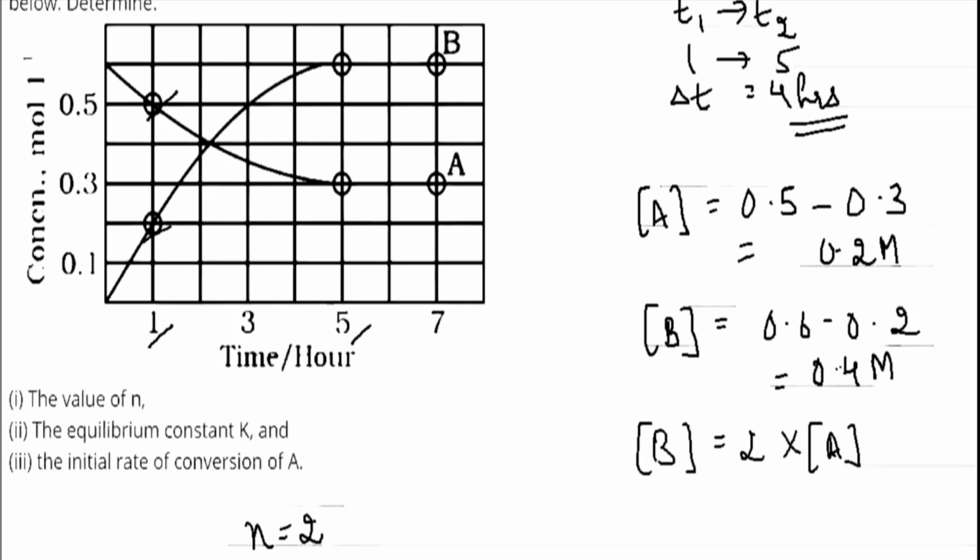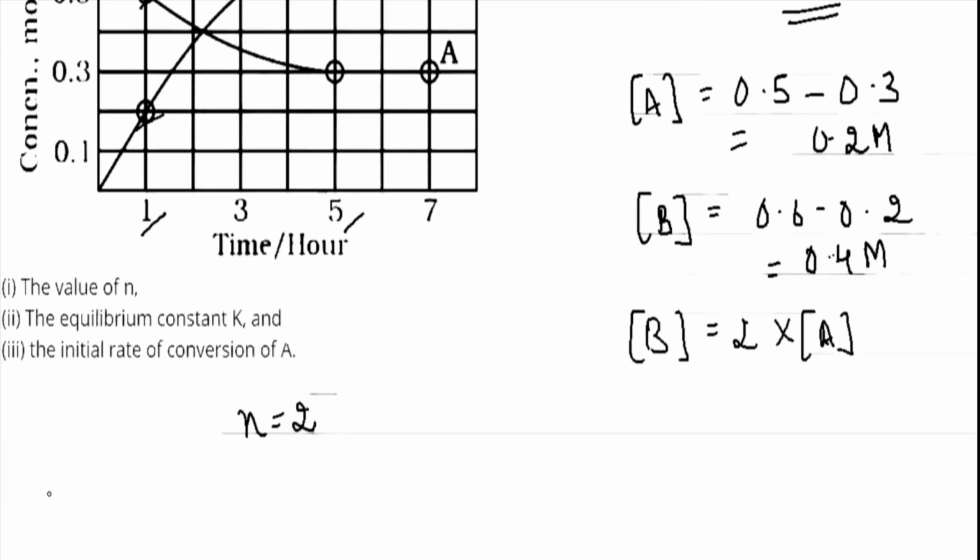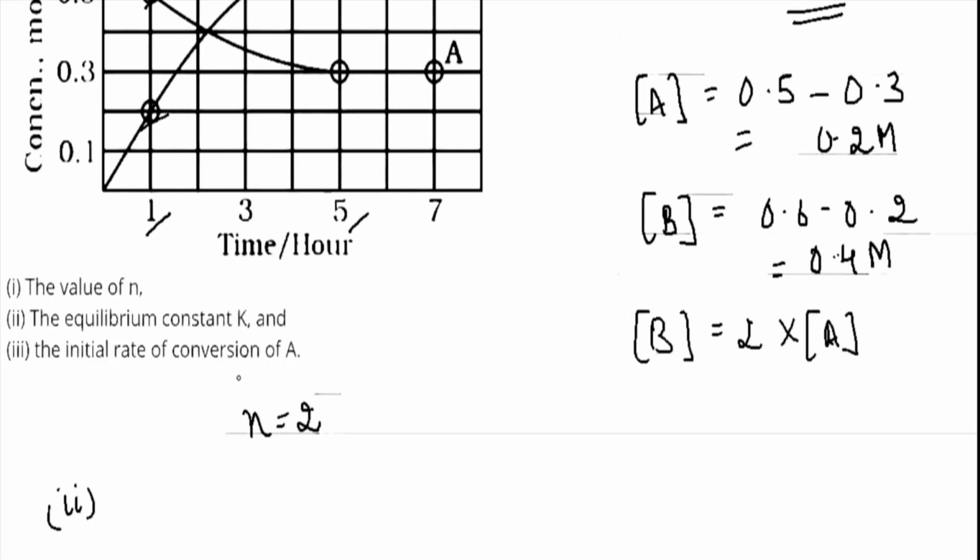Now what do we need to do in the second part? We need to find out the equilibrium constant K. For the equilibrium constant, we need to check where the equilibrium has been attained. If you look here, reactant A has attained equilibrium at this position because after that there is no change in the concentration. And for product B, this is the time and this is the concentration for which its value is not changing. So K is equal to what?